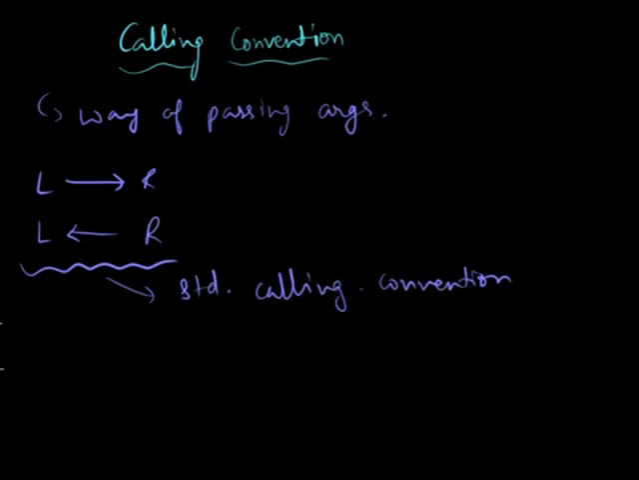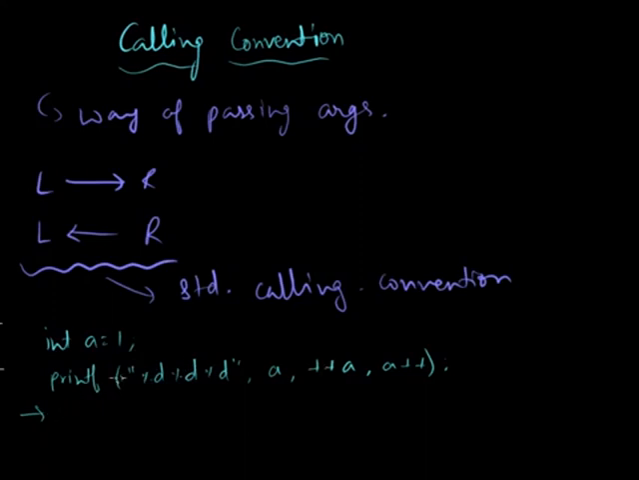Let us take this example and try to solve it using the calling convention right to left. We have int a equals 1, then we have printf. We are printing three values, %d, %d, %d, and the list of variables we are passing is a, plus plus a, and a plus plus. Now it appears that if we go by left to right, the output must be 1 2.